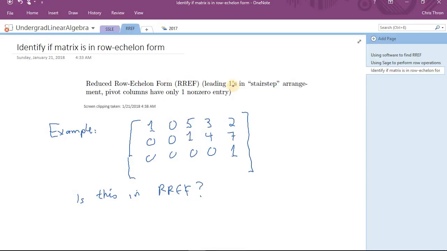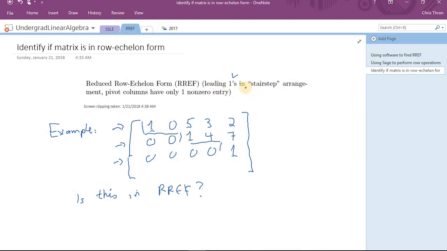Okay, now you have to check these things. Leading ones in stair-step arrangement. There are leading ones in every row, so leading ones I have. Now stair-step means that each successive one is to the right of the previous one. So I have this kind of stair-step like this. Now that's true. Each one is to the right of the previous one.